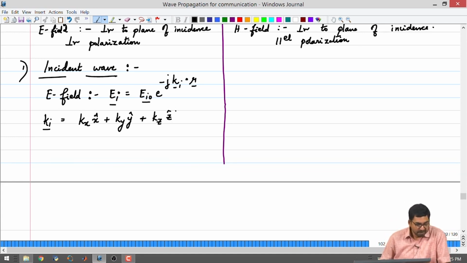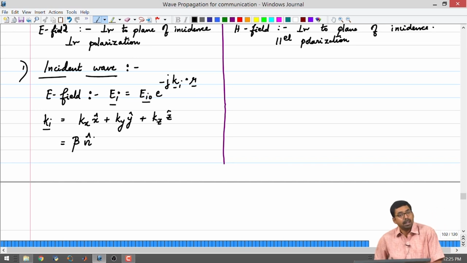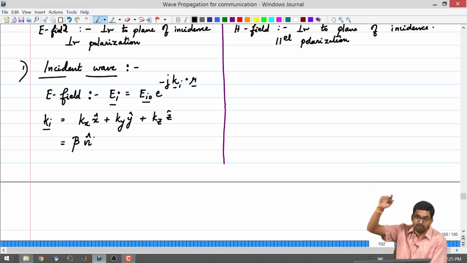Okay. So, in order to find the dot product between k and r, you need to know kx, ky, kz, then only you can find out the dot product, right. We also saw that ki is actually beta n hat. In the earlier lectures, we had said that it is the combination of the phase constant pointing in the direction of the unit vector along k, right.